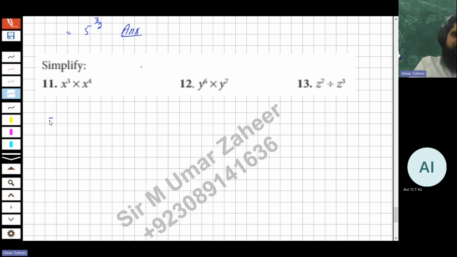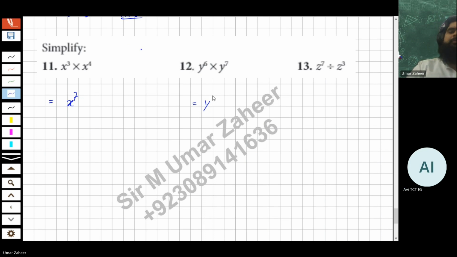Okay. So tell me the answer. x^3 times x^4. The bases are same and they are multiplying, so you just have to add the powers: x to the power 7. And the next one is y to the power 13. And the next would be z to the power 4.